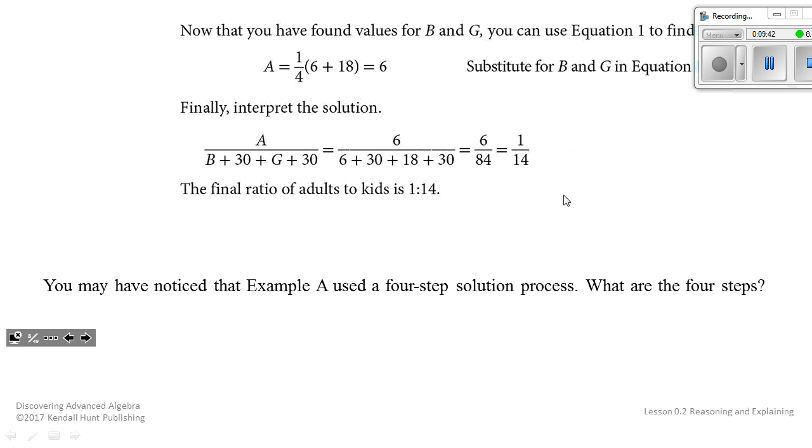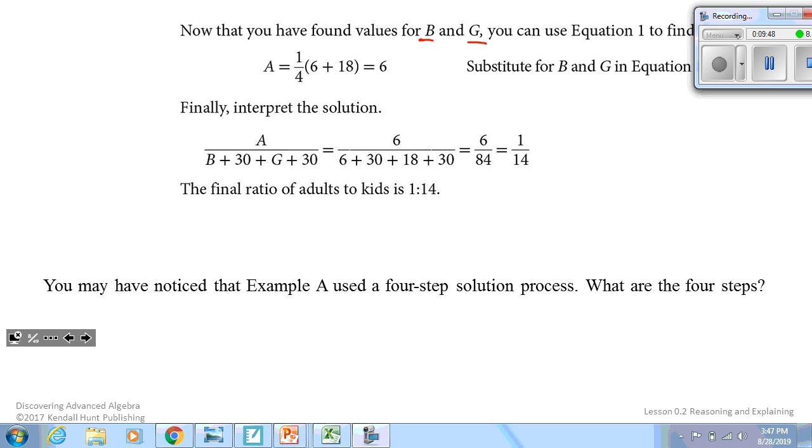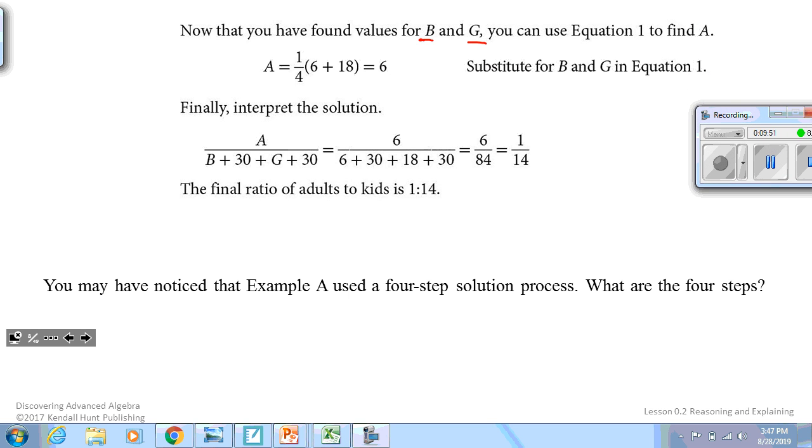So we're going to go a little bit more quickly through this last step. Now that I found my values for B and G, you can use that first equation to find your number of adults. So adults, that first equation, adults is 1/4 boys plus girls, right? So 1/4 of the boys plus the girls, or 1/4 of 24 is 6. So the number of adults is 6. So I had boys is going to be 6. Girls is 18.